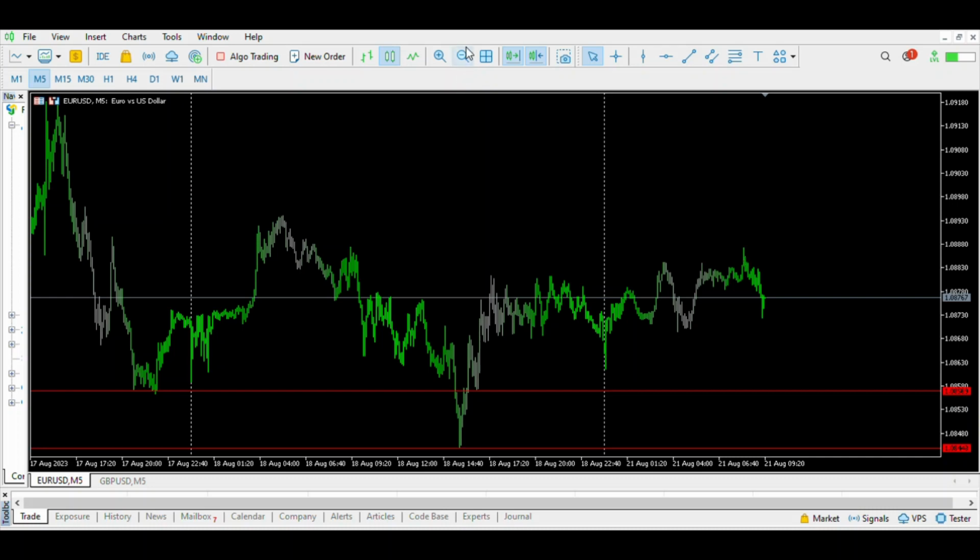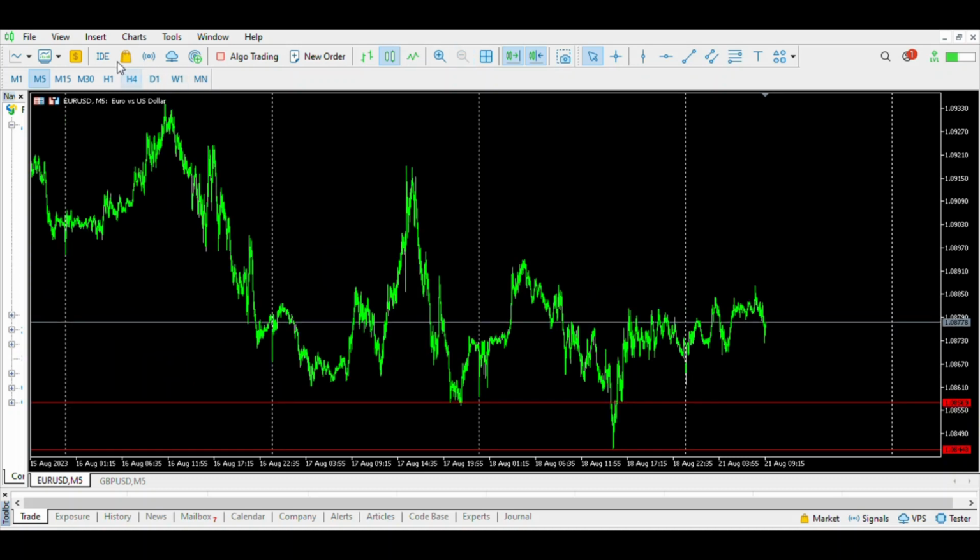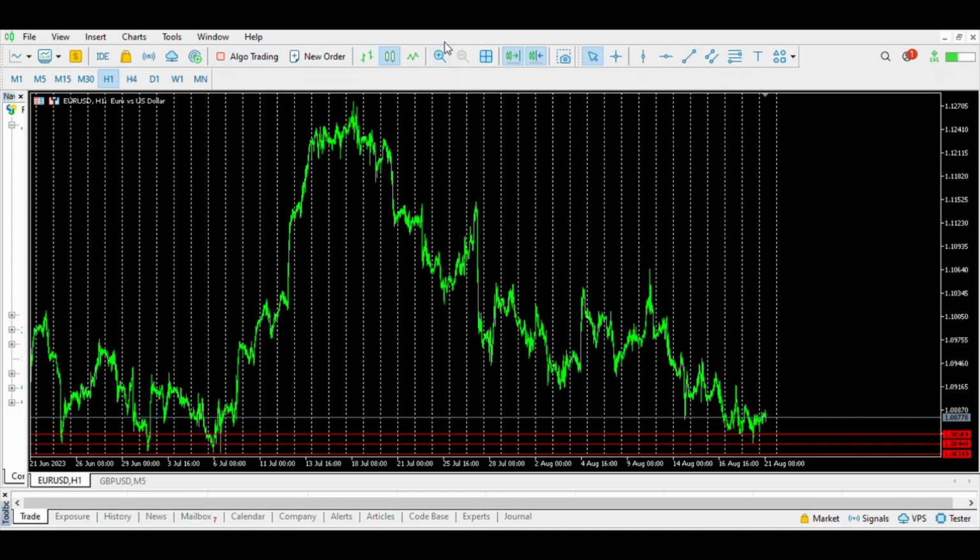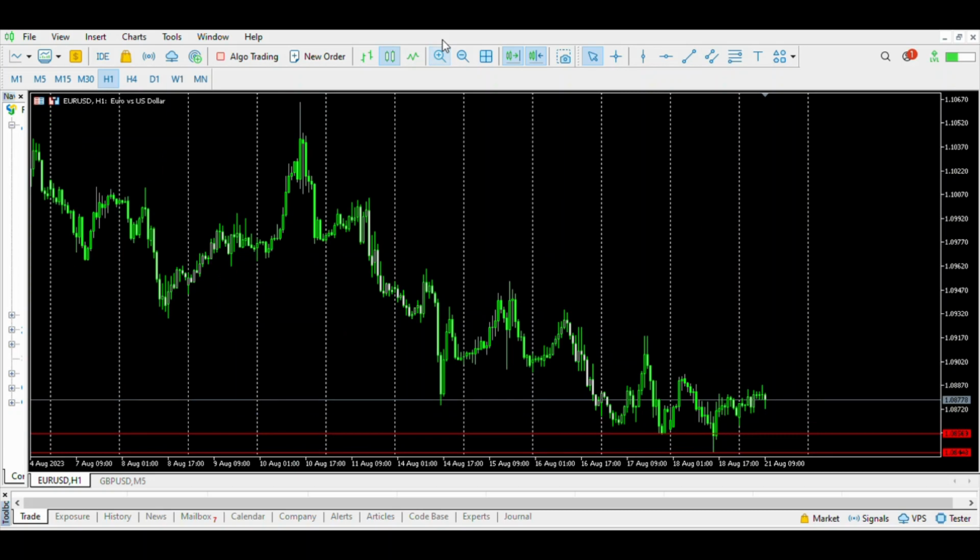So EUR/USD, as I pointed out on H1, we are downtrending and we are still doing so. Here's a high, here's a lower high, lower high, lower high, lower high, lower high, lower high. Okay, cool. So where's price heading?